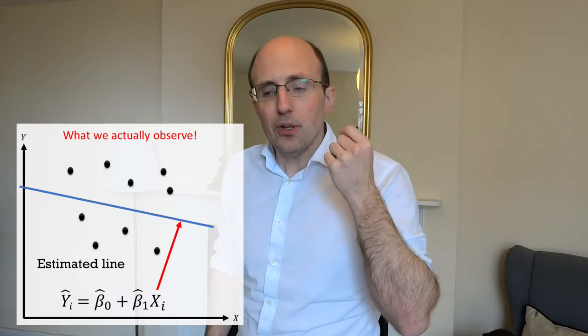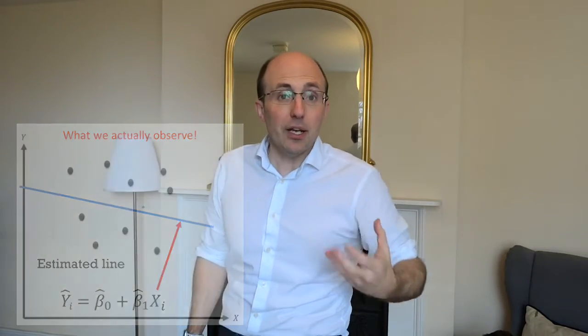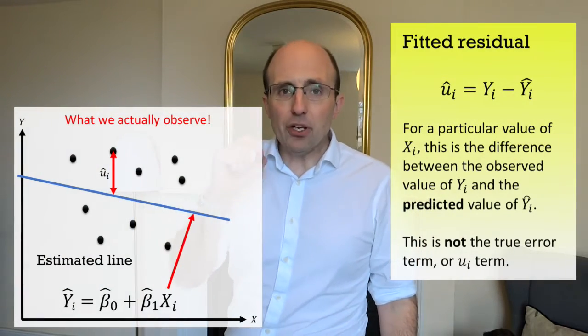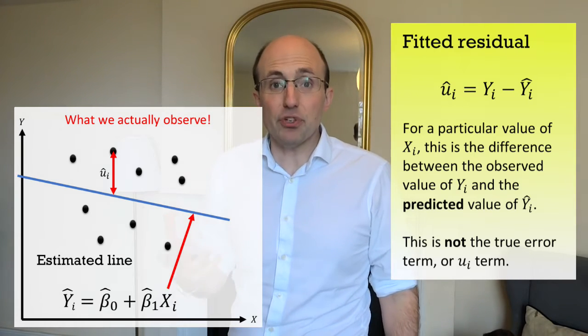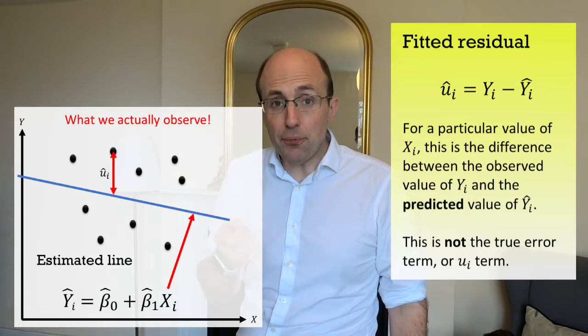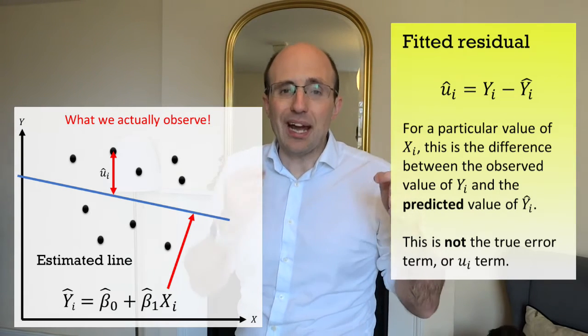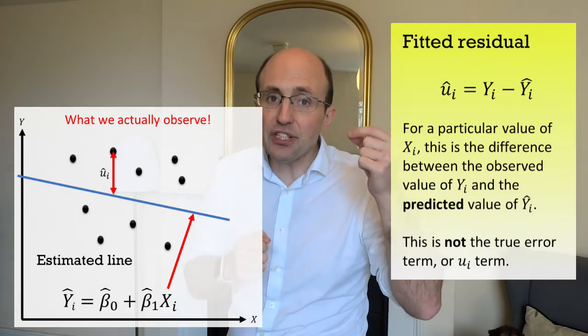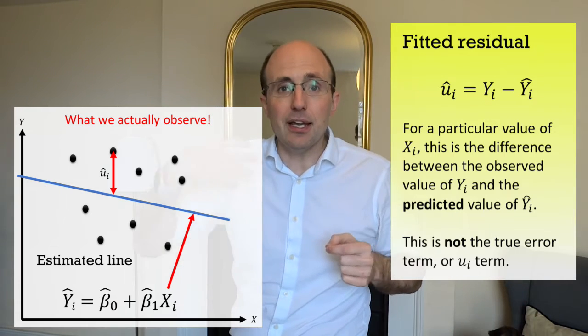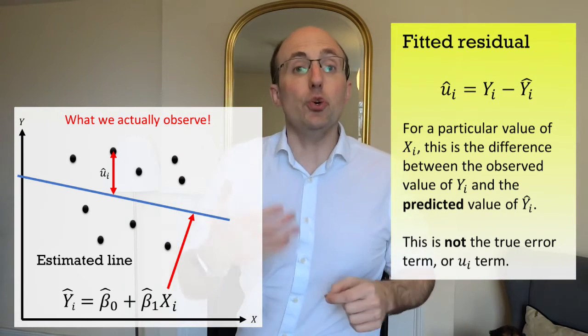Now remember, we don't know what the true line or the true relationship is between x and y. All we've got now is an estimate. Now, one of the areas where a lot of people make errors is the next stage. Having got a predicted value of y, that y hat, we can think of the fitted residual as being the difference between the observed value of y and the fitted value of y for that particular value of x. So the vertical distance between the observed point and the line is our fitted residual, or u hat.